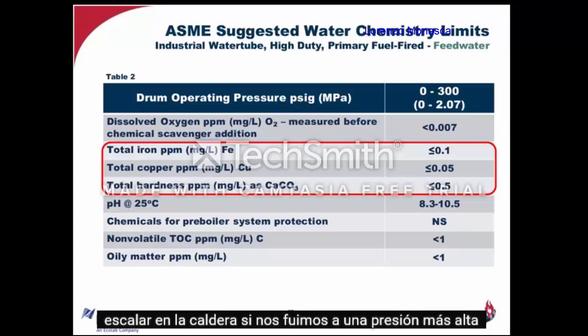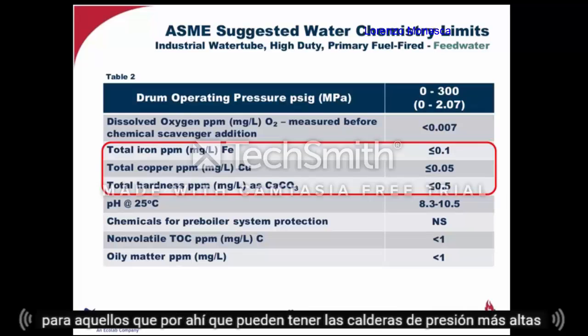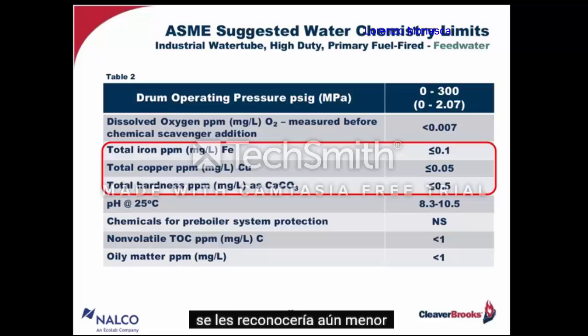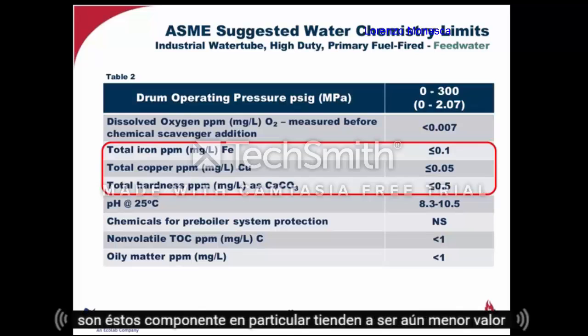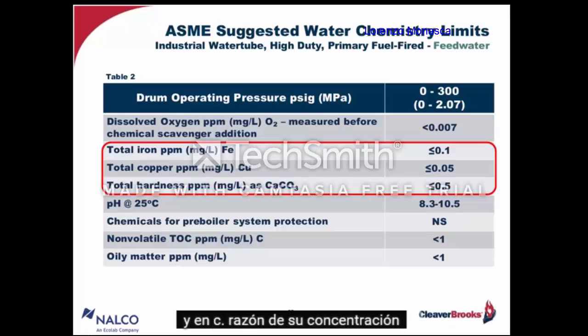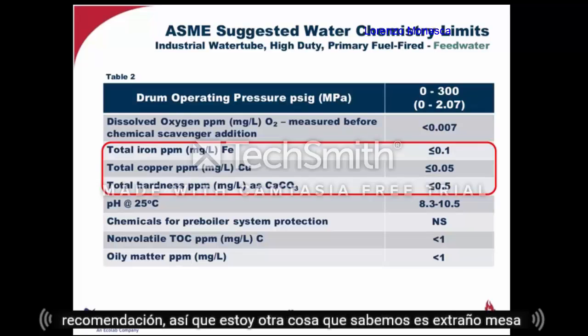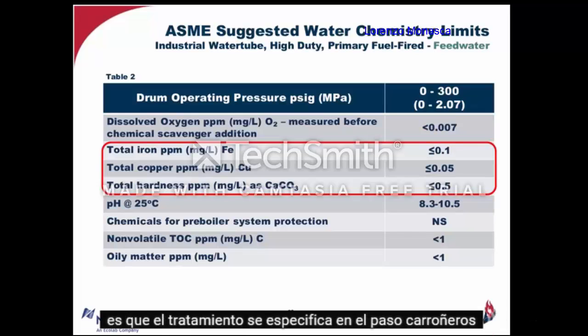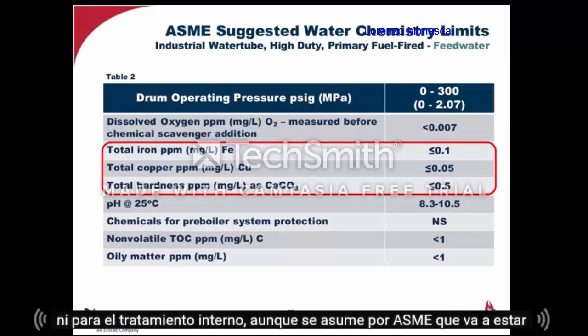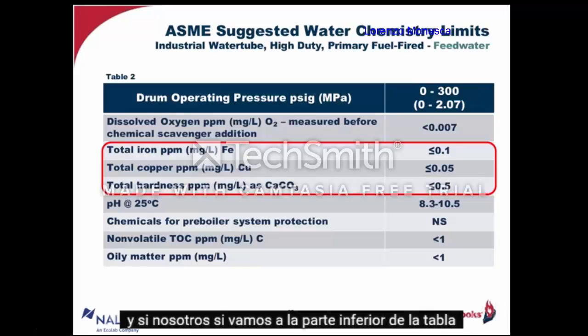If we went to a higher pressure, for those of you out there that may have higher pressure boilers, they would be set even lower. As you go up in pressure and temperature, these particular components tend to become even less soluble, and that's the reason for their concentration recommendation. So another thing we notice on this table is that treatment isn't specified for oxygen scavenger nor for internal treatment, although it's assumed by ASME that you're going to be using both.